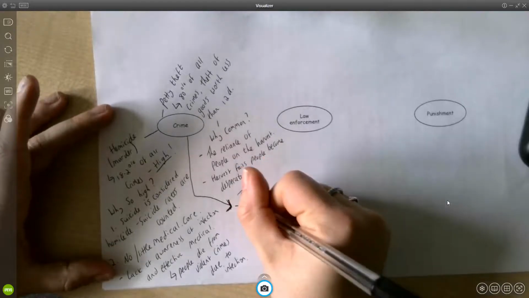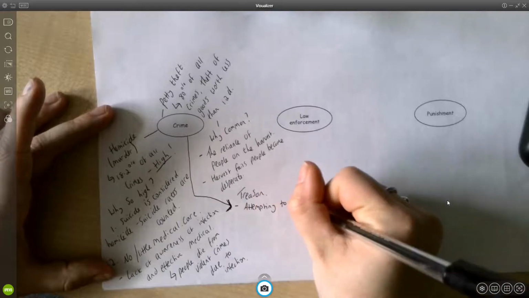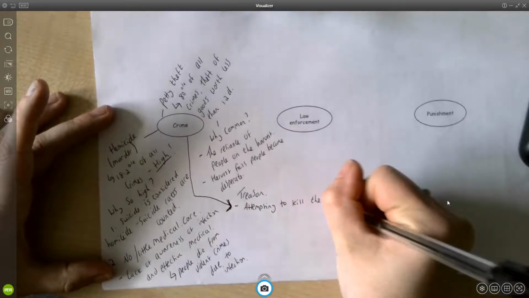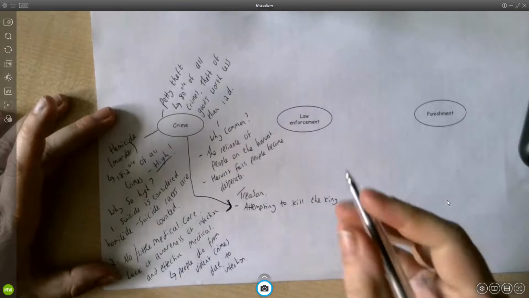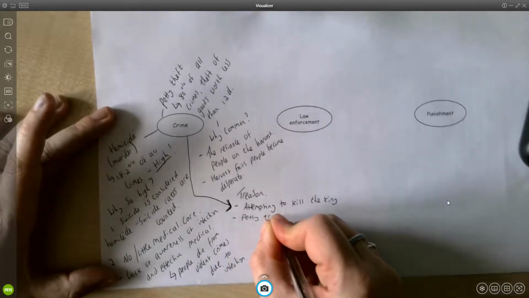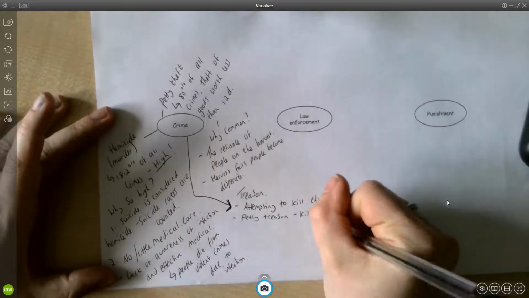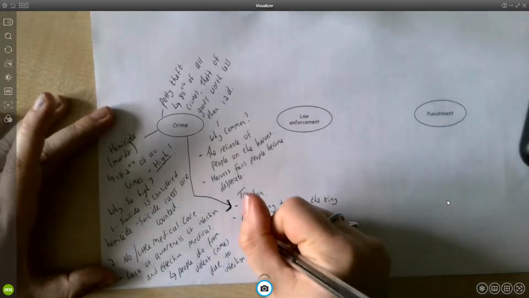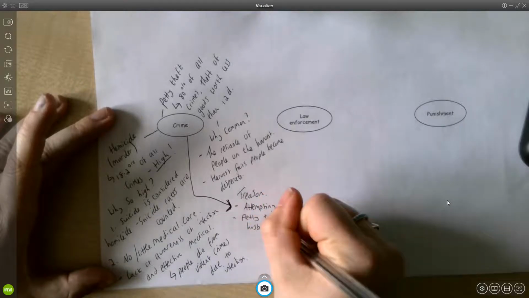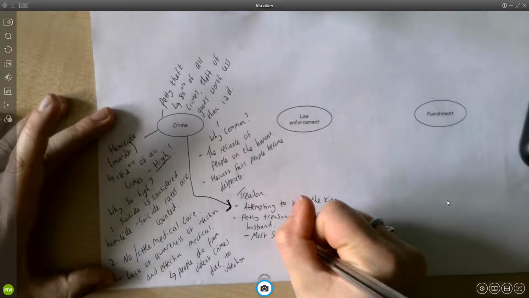And treason is attempting to kill the king, or actually succeeding in killing the king. I've also got petty treason, which is killing your husband. And treason and petty treason are seen as the most serious crimes.